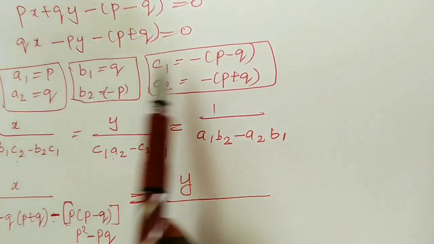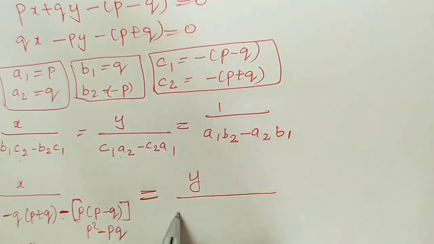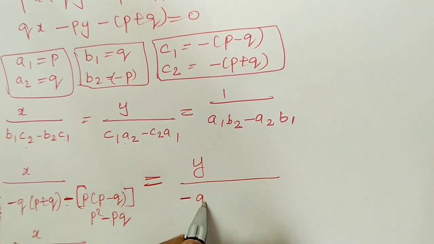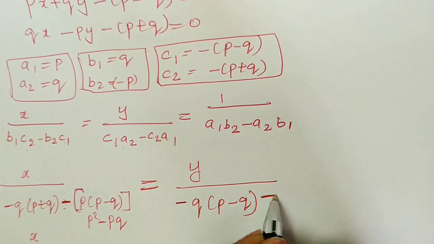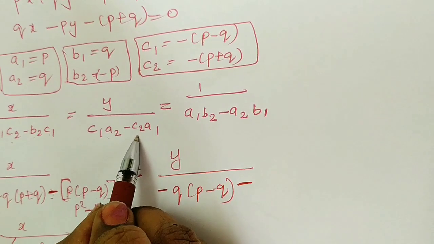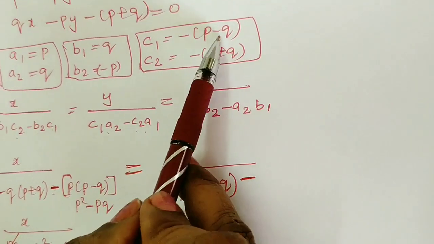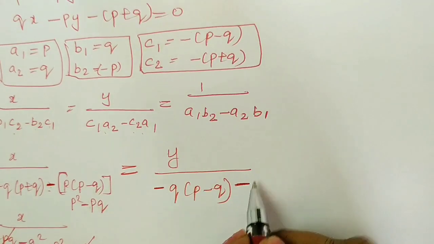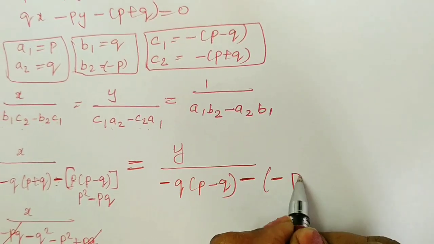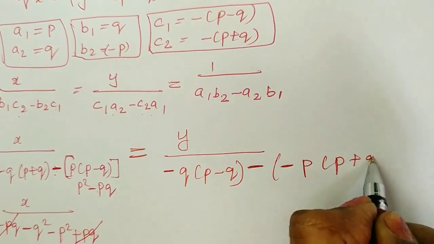Now check Q into this multiplication. Always take minus sign outside. Minus Q into P minus Q. Minus of. What is this value? C2 into A1. Here C2 is here and A1 is here. Then minus of P into P plus Q.